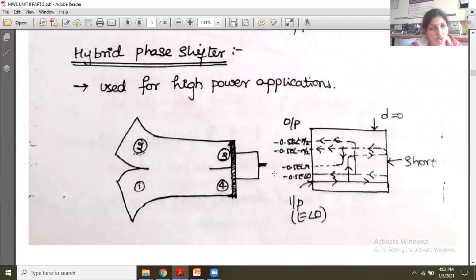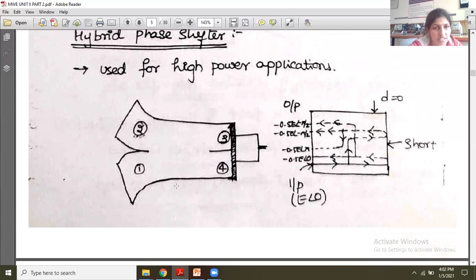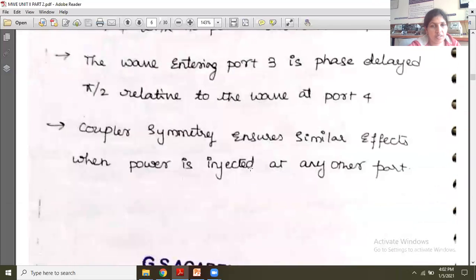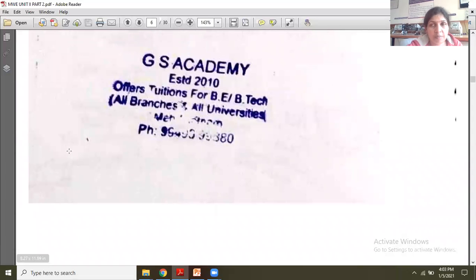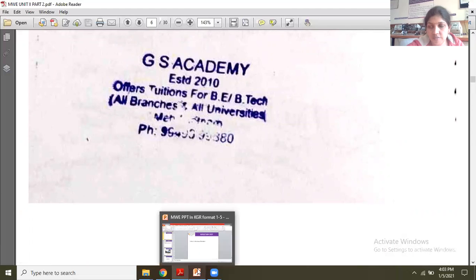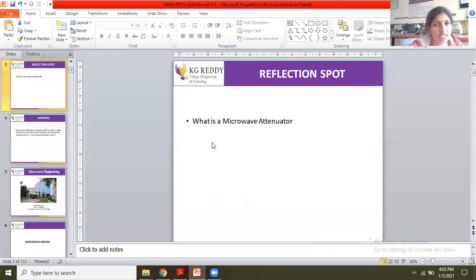This diagram shows the hybrid phase shifter. It is used for high power applications. We can see that 0 degrees phase shift, pi degrees phase shift, minus pi by 2 degrees phase shift, and plus pi by 2 degrees phase shift are provided at these edges of the phase shifter. Hence, this is a hybrid phase shifter. As the hybrid phase shifter is not in the syllabus, I am skipping this topic. You have only the general phase shifter and attenuator in your syllabus.